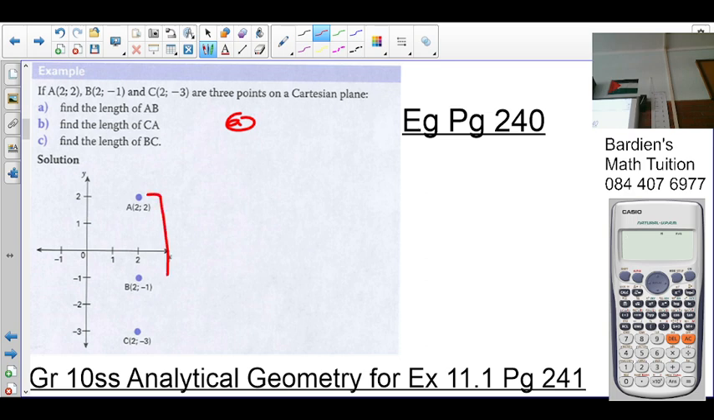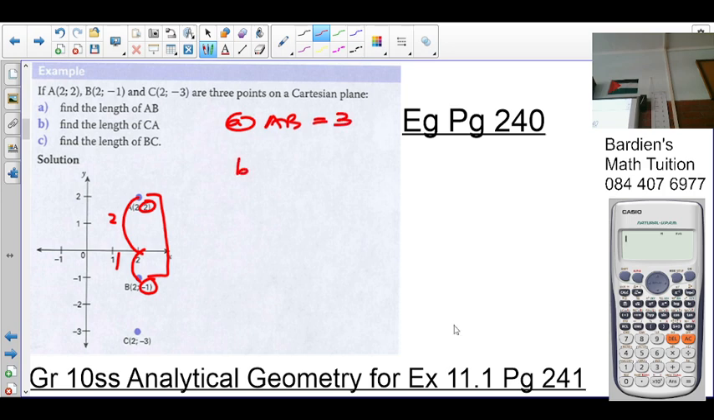So what's the length from there to there? Of course, it's a vertical movement, so it affects my y. So from 2 to -1. Firstly, from 2 to 0 is 2, and from 0 to -1 is 1. So what is that distance? So AB is simply going to be 3 units.